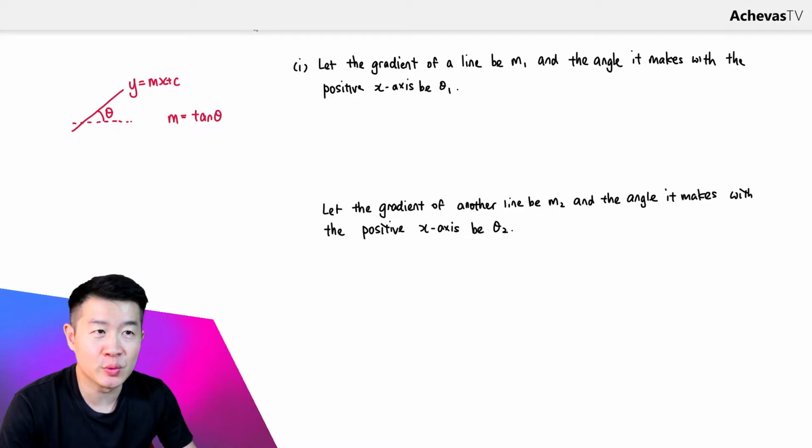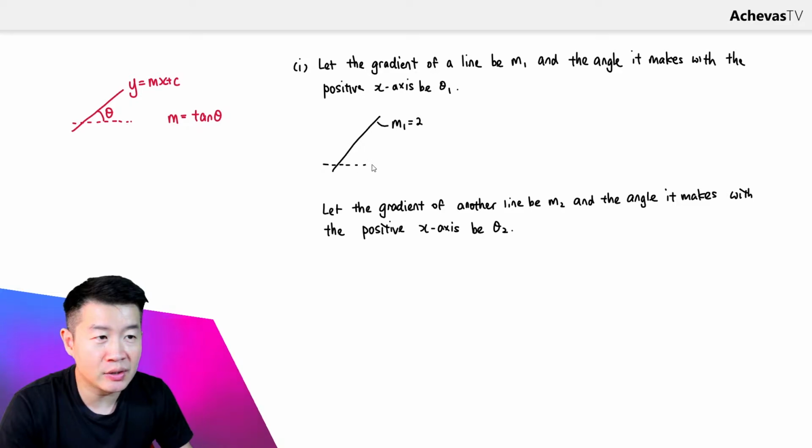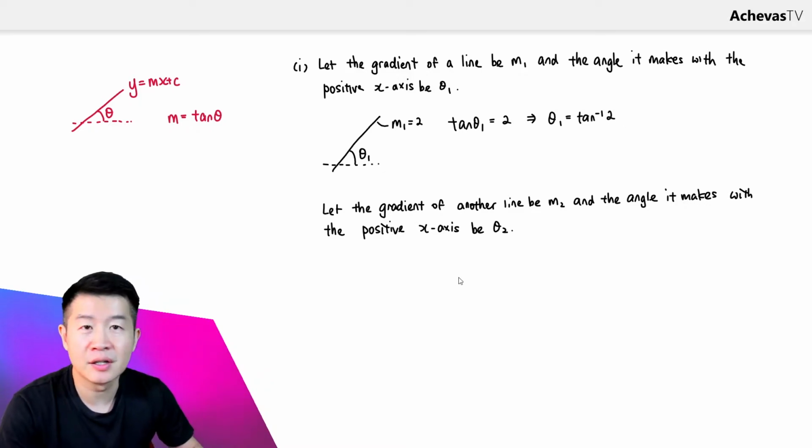So what we are going to try do now is we are going to make use of this concept, and we are going to assume a line with gradient of m1, and I'm going to let this gradient m1 be 2, so it will have a positive gradient, and this line, the gradient is equal to 2. So the angle that it makes with the positive x-axis is going to be this angle here, and we are going to call it theta 1. So according to what we have discussed, tangent of theta 1 is equal to 2, which means that theta 1 is equal to tangent inverse 2.